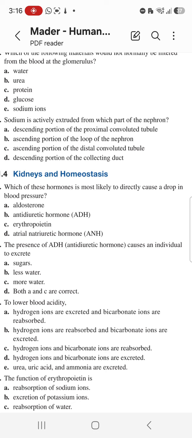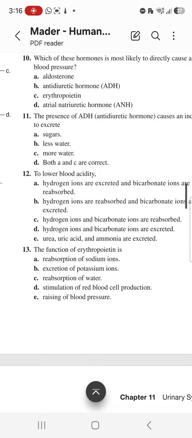Question number 13. The function of EPO, and this is a hormone that is released by your kidney, is to what? Stimulation of red blood cell production.